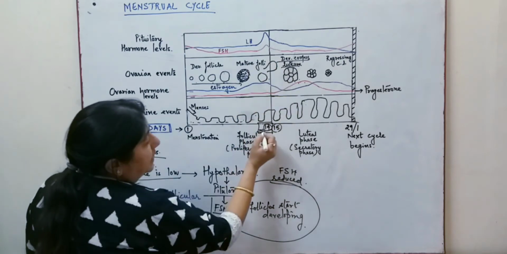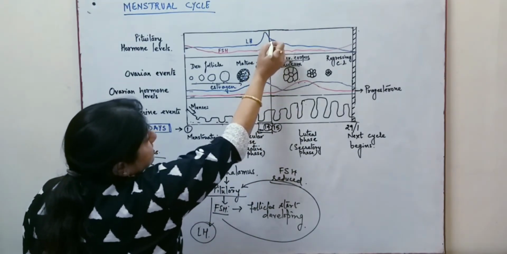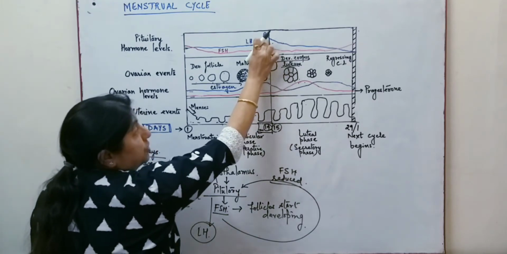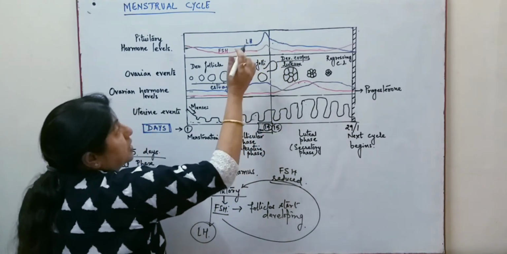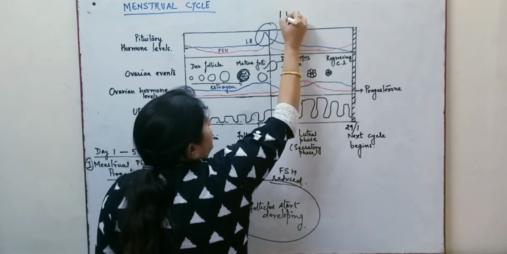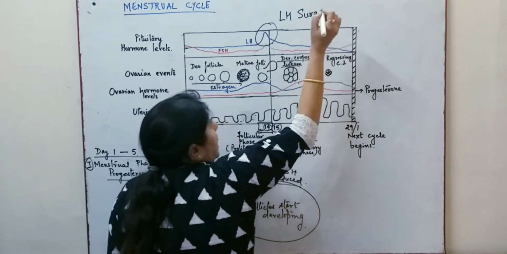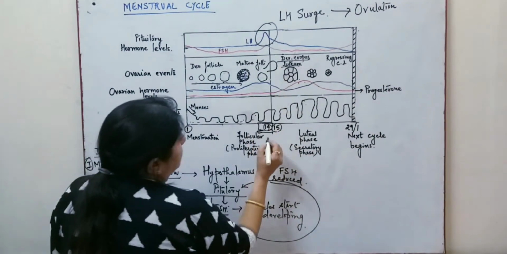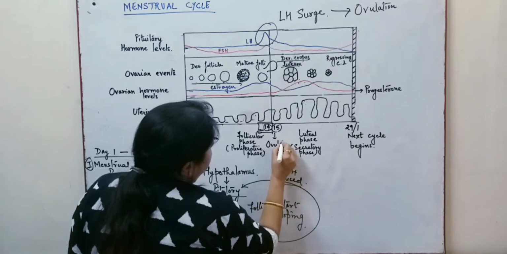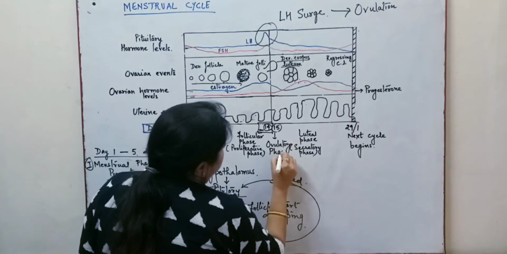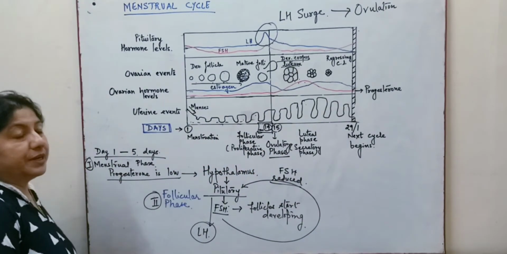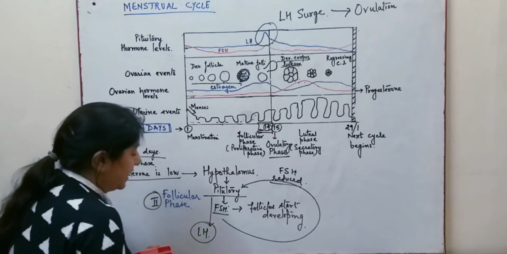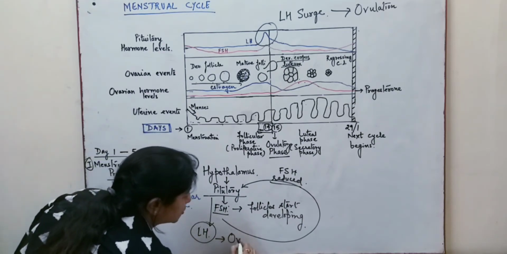Now, here you can see on day 14, the LH has increased considerably. The secretion of LH under the influence of the pituitary has increased, and this luteinizing hormone causes the ovulation to happen. So this increase is known as LH surge, and this causes ovulation. So this period over here is the ovulatory phase. Now this ovulation happens to take place at day 14. So LH causes ovulation.